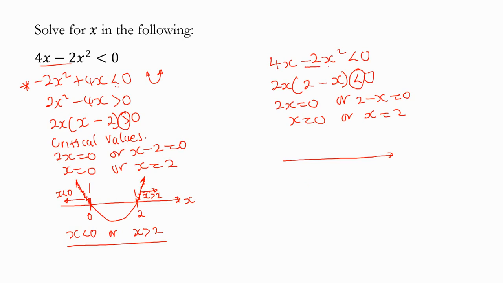And our graph is still concave down because the coefficient of x squared is negative. So our graph is concave down like this. These are the critical values, 0 and then 2. So where is the graph less than 0? Below the x-axis. This part is below the x-axis. This part is below the x-axis. So when x is less than 0 or when x is greater than 2. So the solution is the same, x less than 0 or x greater than 2.